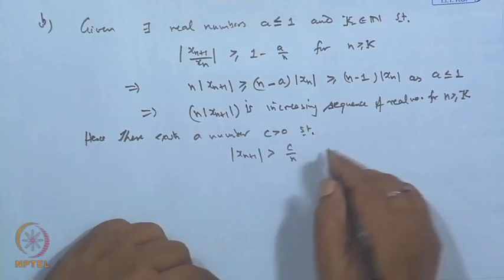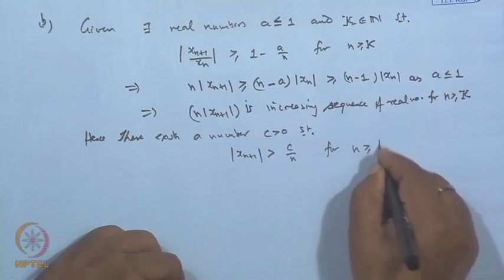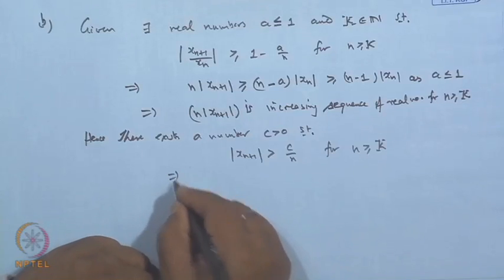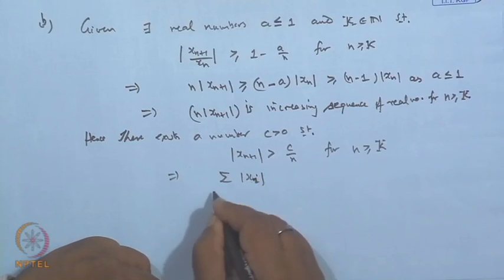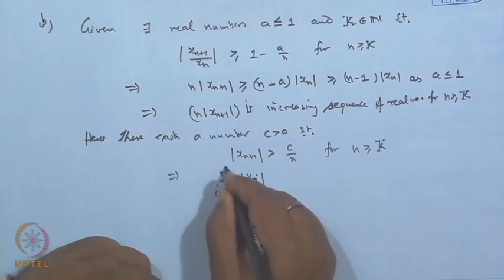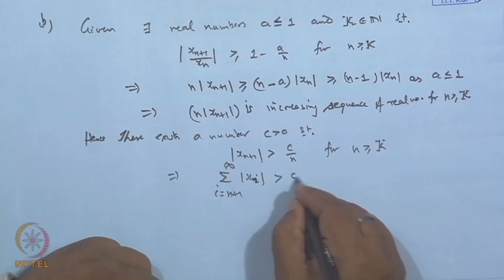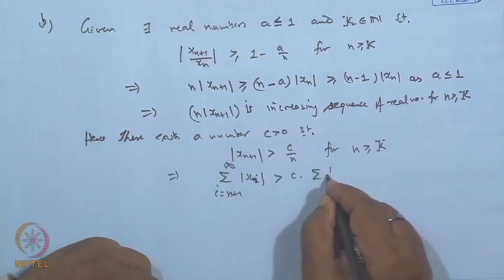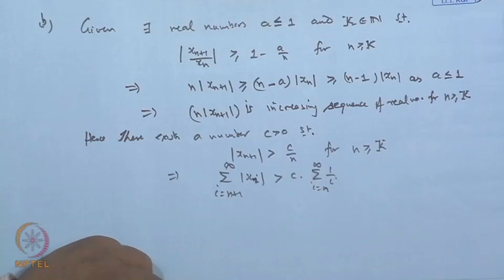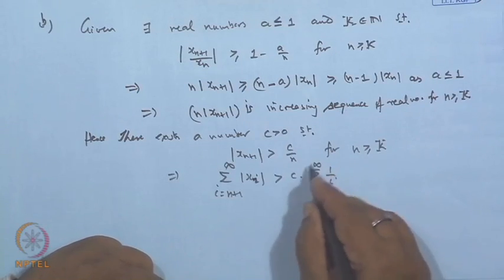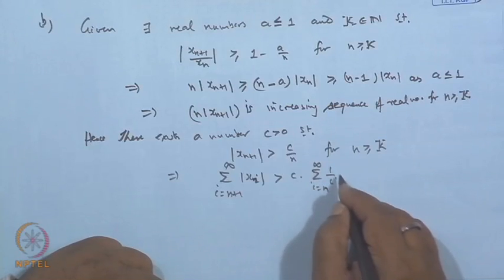And this is true for all n greater than or equal to capital K. Therefore, the sigma of x_i, i from n+1 to infinity, is greater than c times sigma of 1 by i, i from n+1 to infinity. Now, this is a harmonic series.